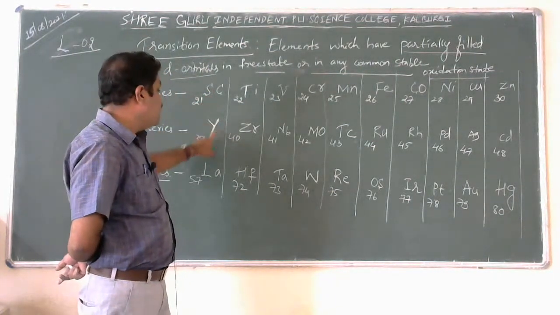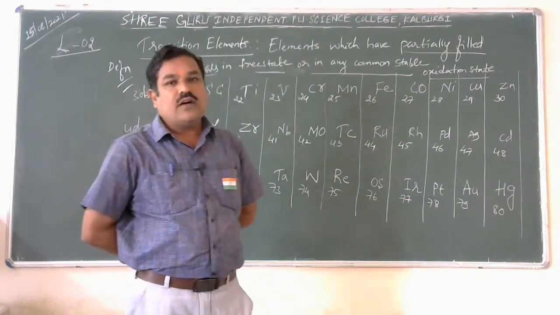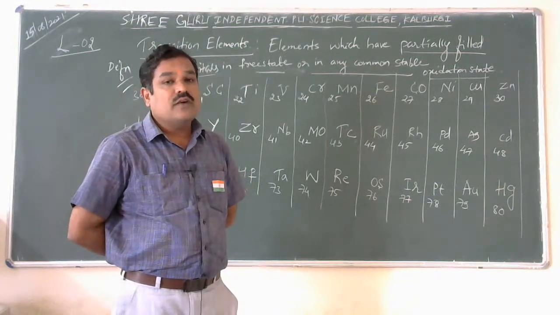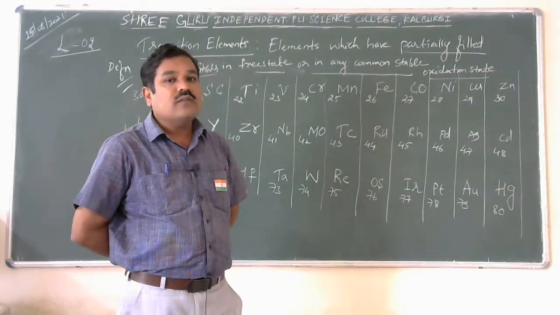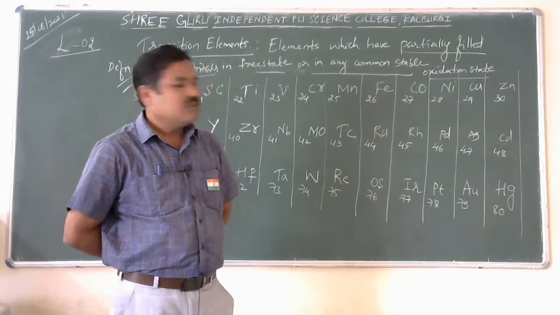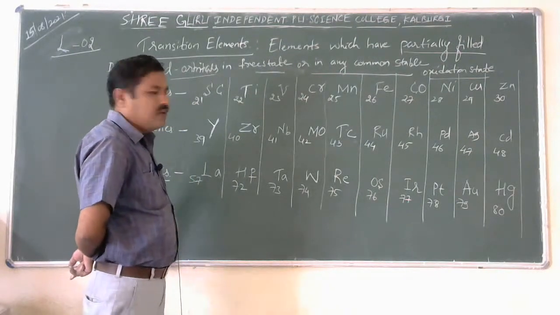Okay, 3D, 4D, 5D, and 6D series I already told you. Actinium atomic number 89, right? Then next atomic number 104 to atomic number 112. It comes under what? 6D, incomplete series. Right. This is about remembering the transition elements.